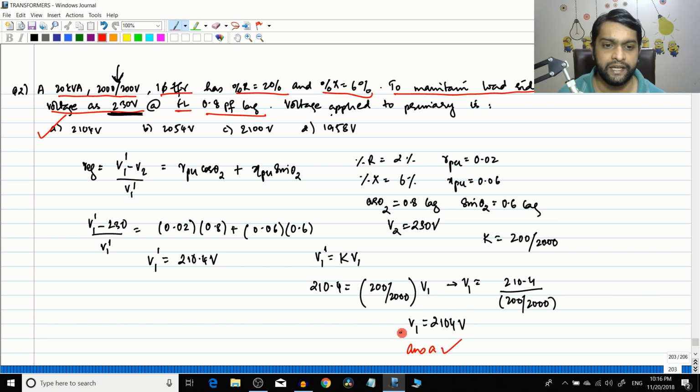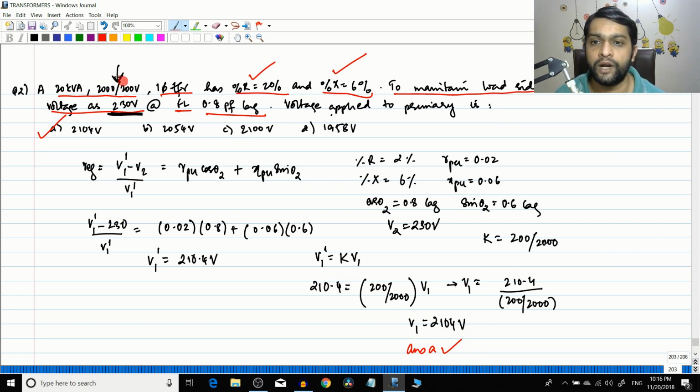So you can clearly see here that in order to maintain 230 volt at the load side for this particular transformer, with a percentage resistance of 2% and a percentage reactance of 6%, you have to apply 2104 volts.